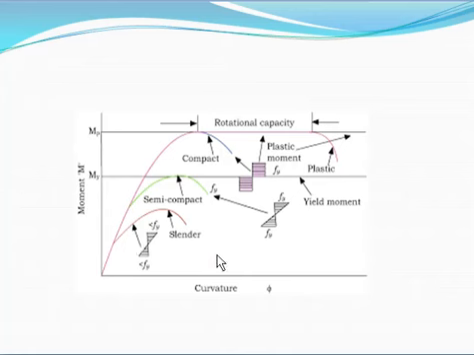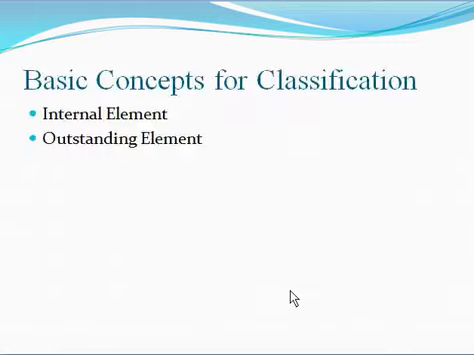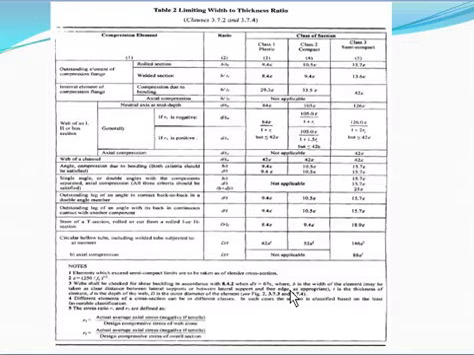Okay, slender elements. Now, the cross section in which the elements buckle locally even before reaching the yielding stress, the width to thickness ratio of the plate elements shall be greater than that specified under the class 3 semi-compact given in table number 2. Now see the table again. See the last column, semi-compact.